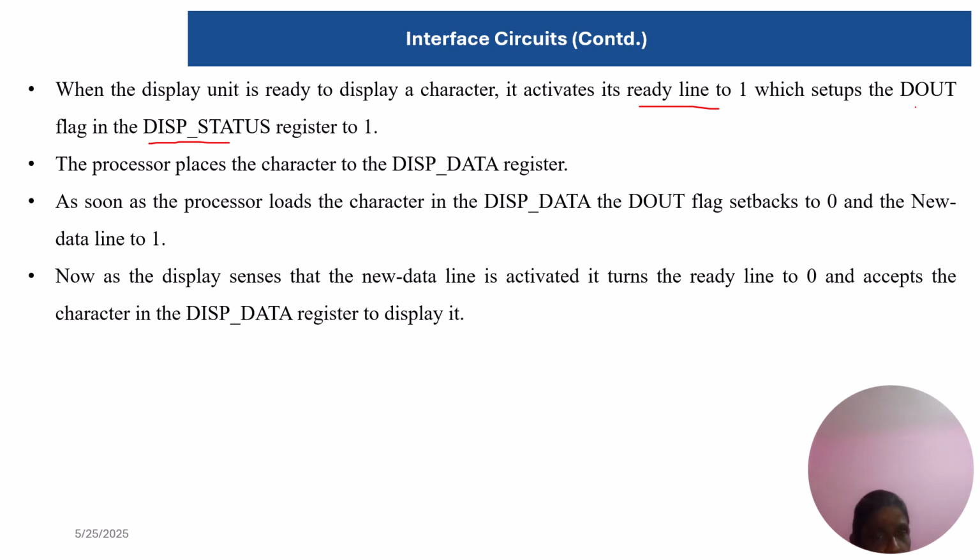Now, as the display senses that the new data line is activated, it turns the ready line to 0 and accepts the character in the display data register to display it.